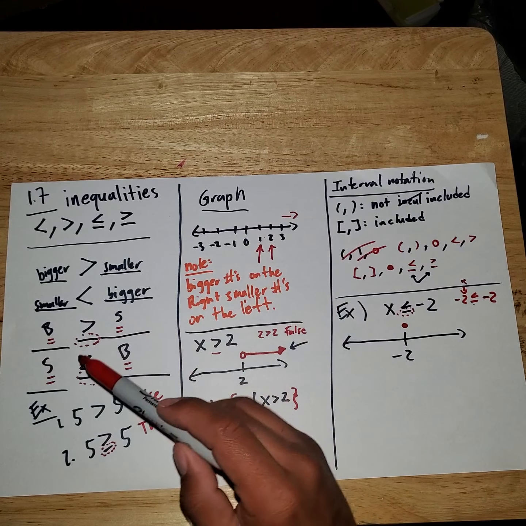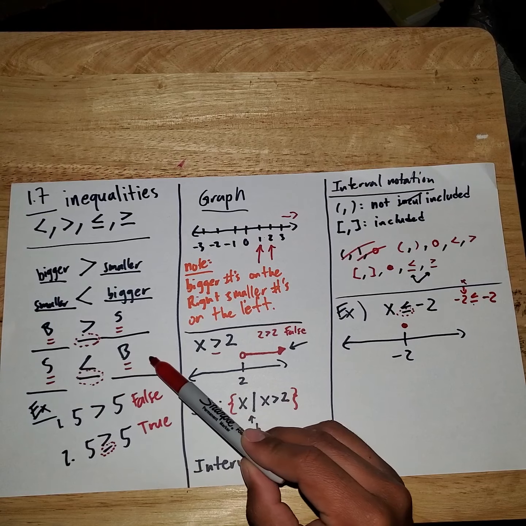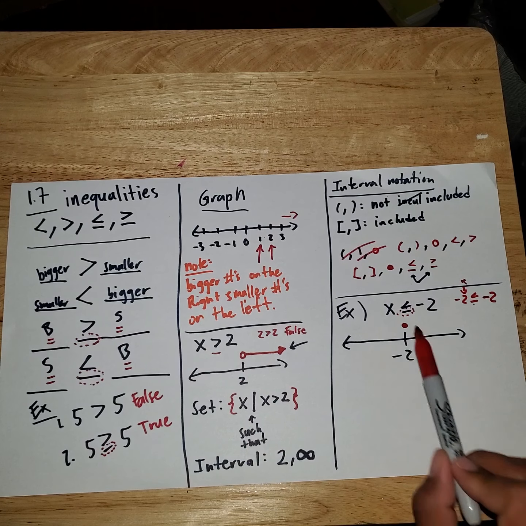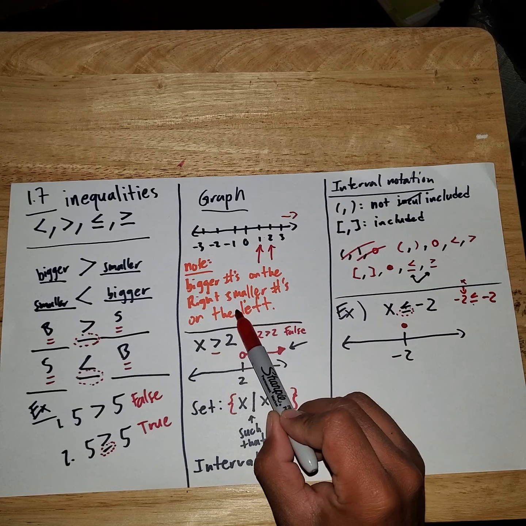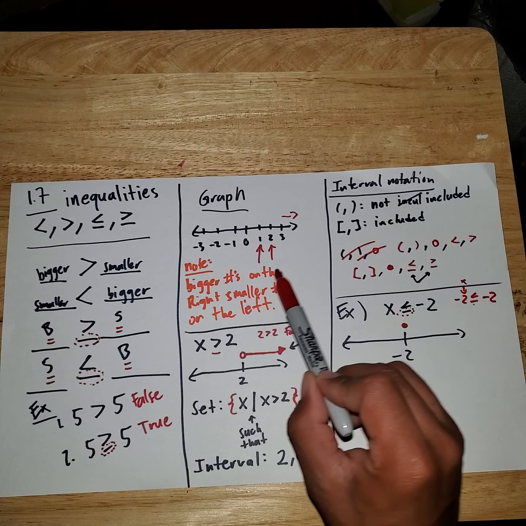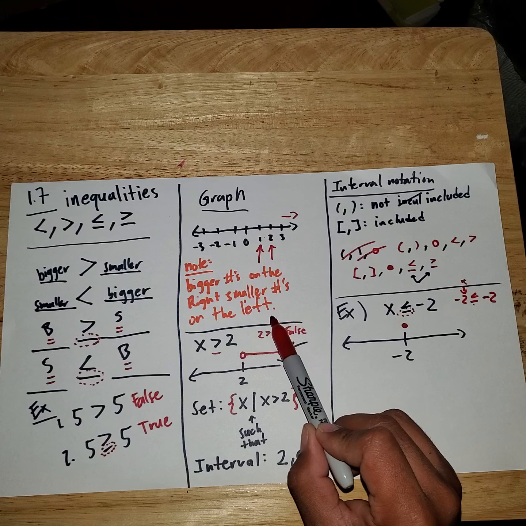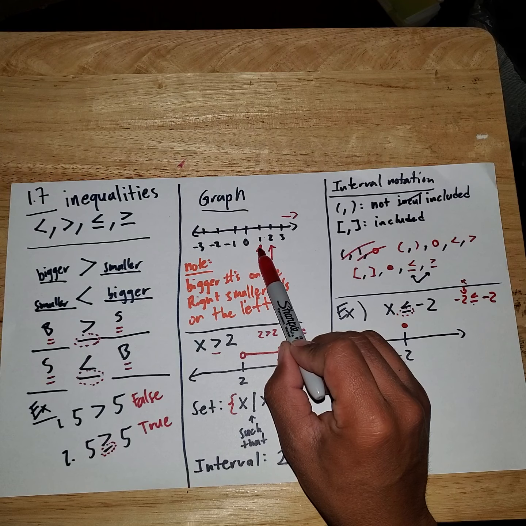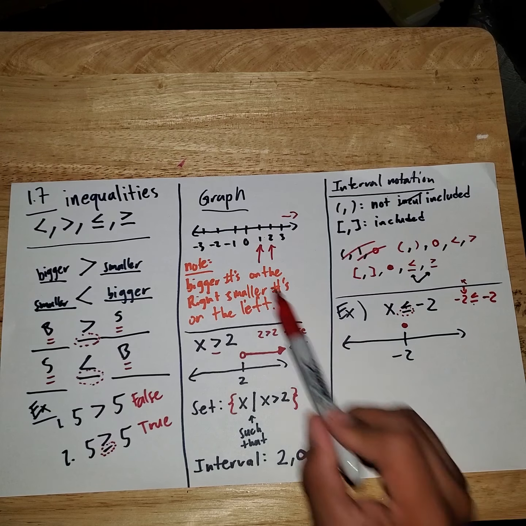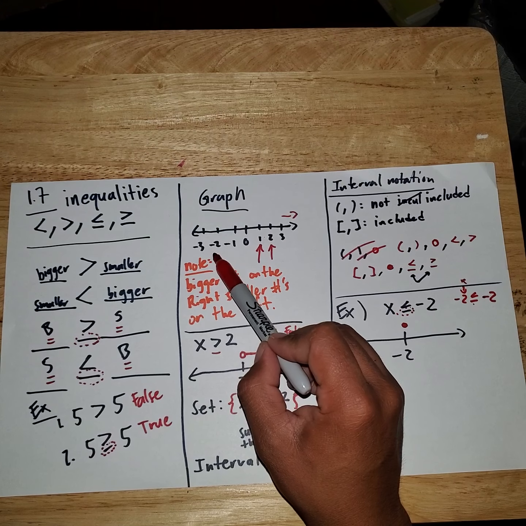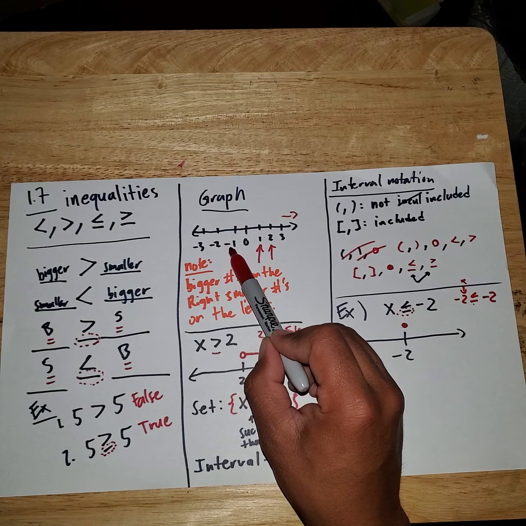But then again, we have to resort back to this. Smaller, bigger, smaller, bigger. So x is smaller than -2. Then we have to go back to this idea. Bigger numbers on the right, smaller numbers on the left. So here, 1 is smaller than 2, hence it's on the left. 2 is bigger, so it's on the right. With negatives, it switches. The -2 is actually smaller than -1.